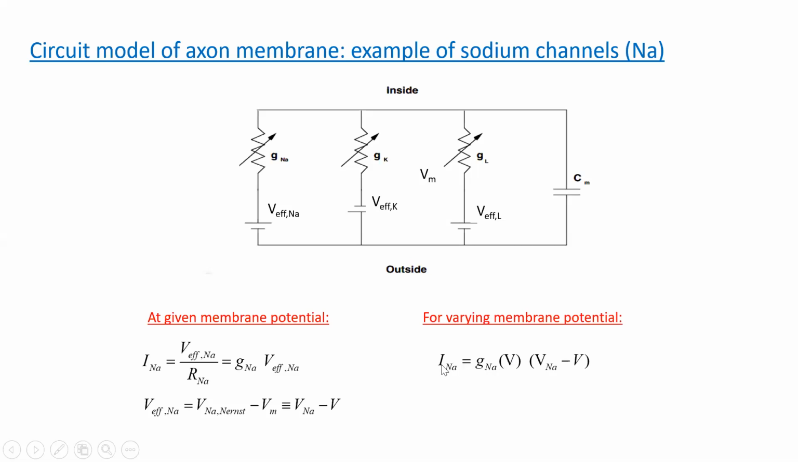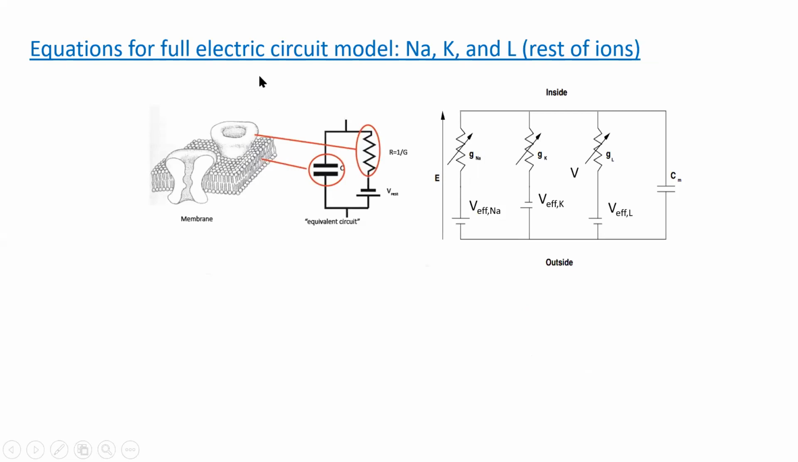So our overall equation is that the current flowing in a given channel is equal to the conductivity, which depends on the membrane potential through the inactivation and activation gates, times the effective potential, which is the Nernst potential minus the voltage, meaning the membrane potential. Okay, so let's look at the equations for the full electric circuit model.